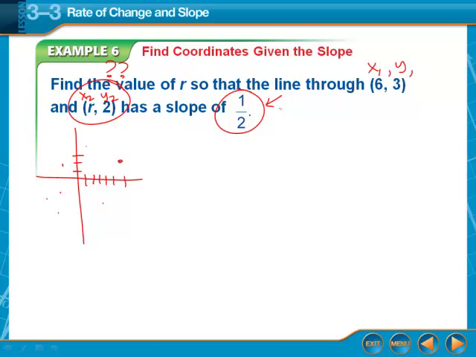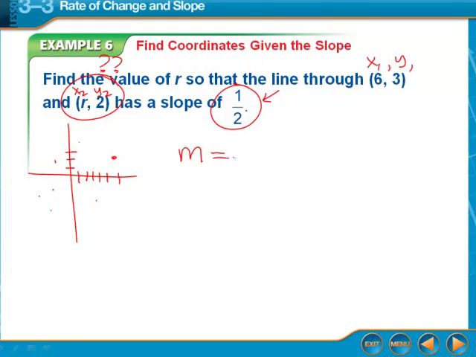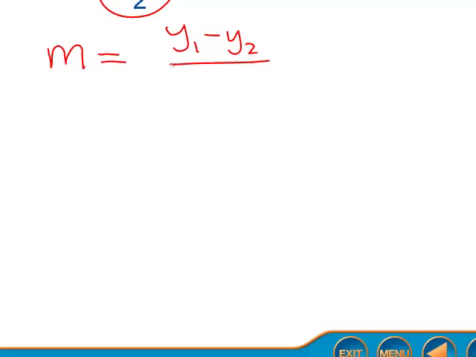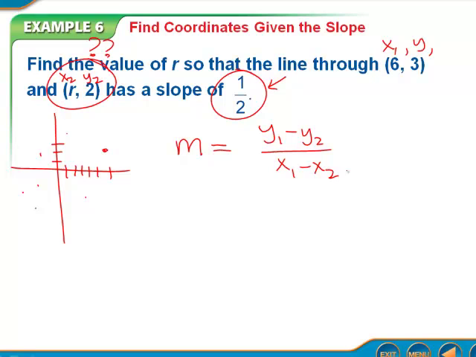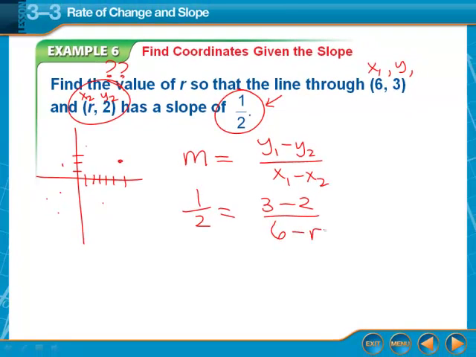Well, in this case, in my opinion, I think the formula actually makes sense to know. Slope is the change of y's over the change of x's. I'm substituting numbers into this formula. So I've already designated which is the x1, y1, and which is the x2, y2. I'm just going to substitute numbers into the slope formula where they go. So slope goes in as 1/2. y1 I designated as a 3. y2 I said was a 2. x1 is a 6, and x2 is the variable r.